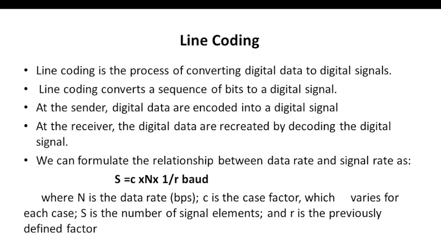Next heading is line coding. Line coding is the process of converting digital data to digital signal. We assume that the data in the form of text, numbers, graphics, images, audio or video are stored in the computer memory as a sequence of bits. Line coding converts a sequence of bits to the digital signal. At the sender, the digital data are encoded into digital signal. At the receiver, the digital data are recreated by decoding the digital signal.